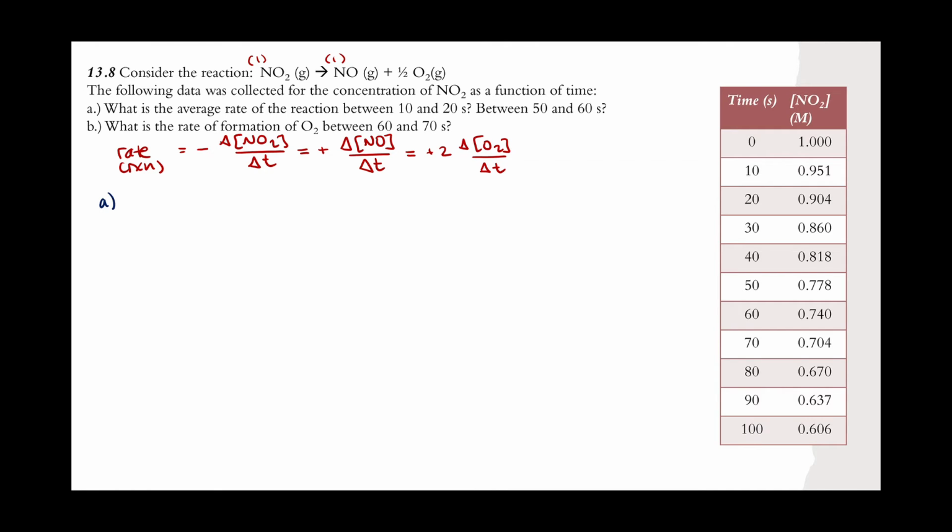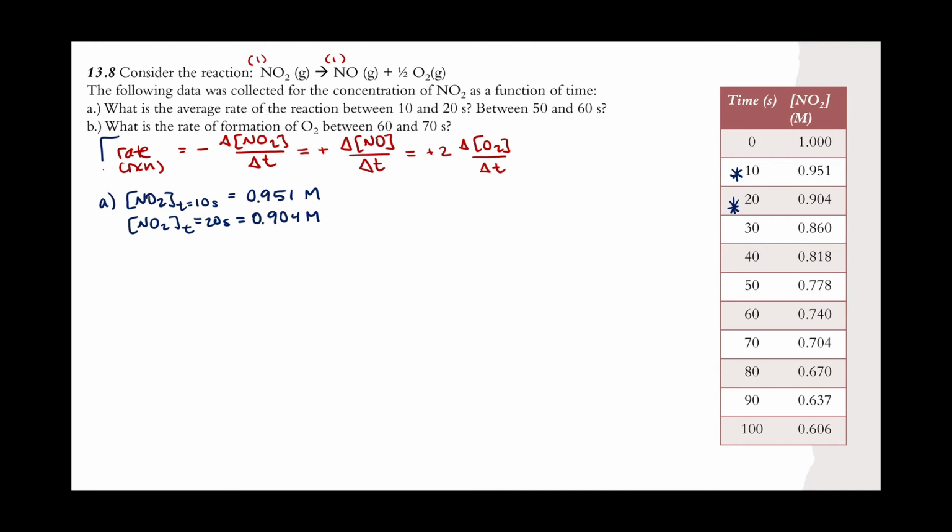Alright, so we'll look at the 10 and 20 seconds first. Go ahead and just star those so we know where we're looking. The way I like to write this is I'll put in brackets the concentration of nitrogen dioxide at time equals 10 seconds is equal to 0.951 molarity. And then we also know that the concentration of nitrogen dioxide at time equals 20 seconds is equal to 0.904 molarity. And now all we're looking for is the average rate of the reaction.